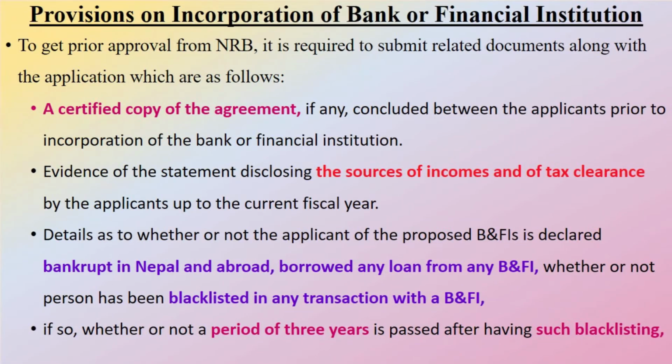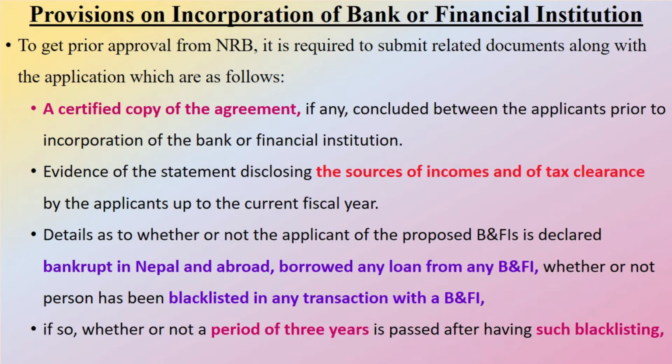Similarly, a certified copy of the agreement, if any, concluded between the applicants prior to the incorporation of the bank or financial institution, evidence of the statement disclosing the sources of income and tax clearance by the applicants up to the current fiscal year, details as to whether or not the applicants of the proposed bank or financial institution have been declared bankrupt in Nepal and abroad, borrowed any loan from any bank and financial institution, or whether or not the person has been blacklisted in any transaction with a bank and financial institution.